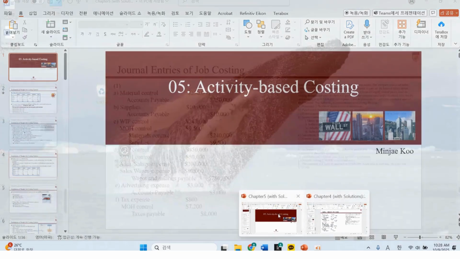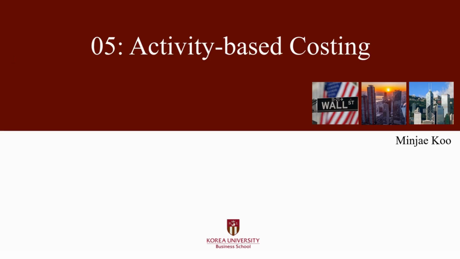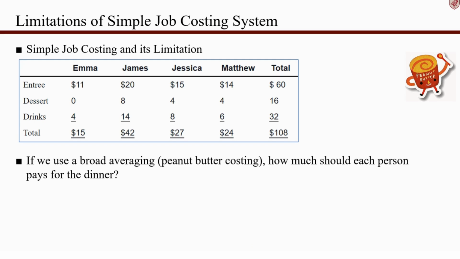Today, we are going to look at the ABC. So ABC is a more sophisticated approach to allocate the manufacturing overhead to different jobs. So I'll get to it soon. Let's look at a very simple job costing scenario, right?